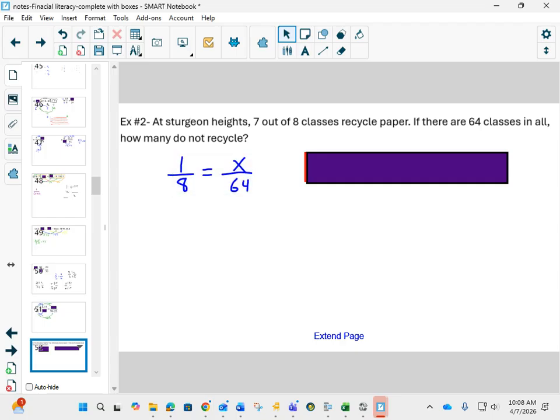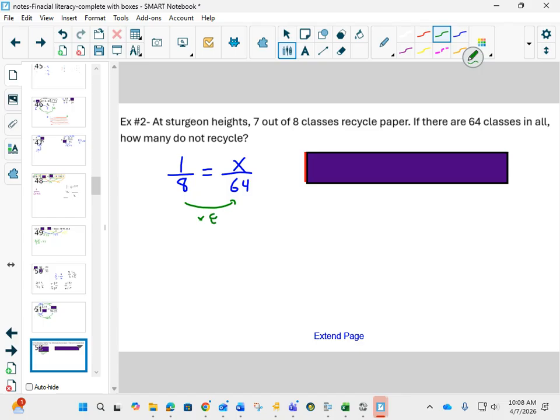We know that 1 out of 8 don't recycle, 7 out of 8 do. So if the question was how many do, 56 would be the right answer. But then if 56 is the right answer for how many do, how many don't? 64 minus 56, or look at this ratio, and if you think here, how do I go from 8 to 64? I'm getting bigger, so I'm going to be multiplied by something.